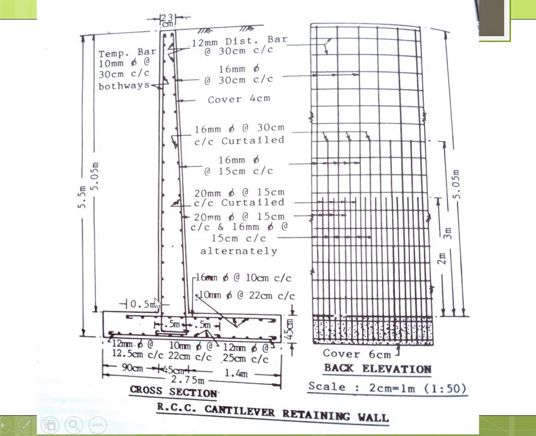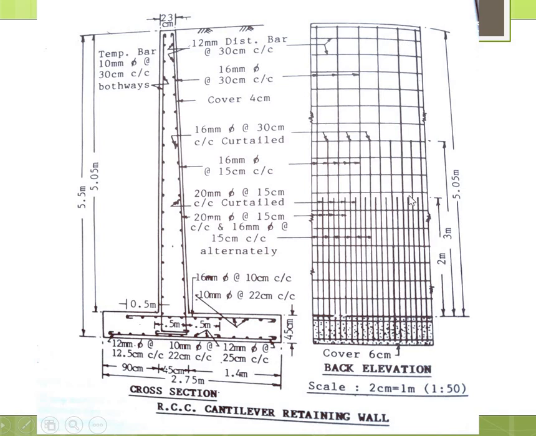The total height of the retaining wall is 5.5 meters, and the height of the stem is 5.05 meters. Distribution bars are given, additional bars, curtailed bars and alternate bars are given. There are many types of bars given here. Now you see the back elevation here. You can see that the steel rods are curtailed at 3 different lengths. One is curtailed here, another here, and one type of bar goes to the entire height.